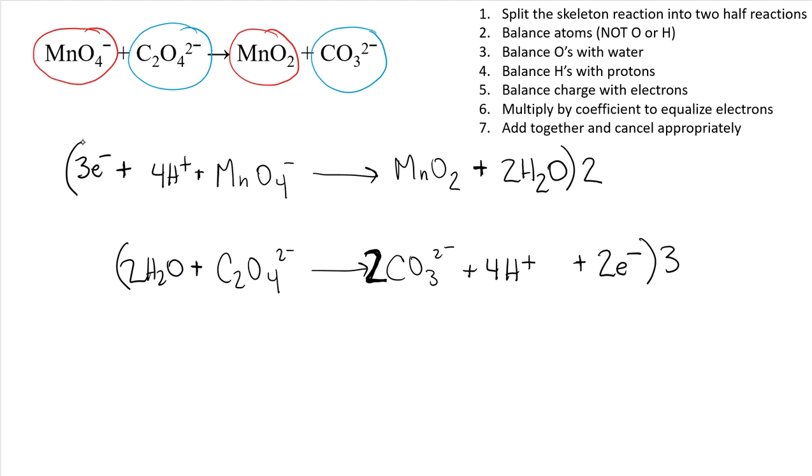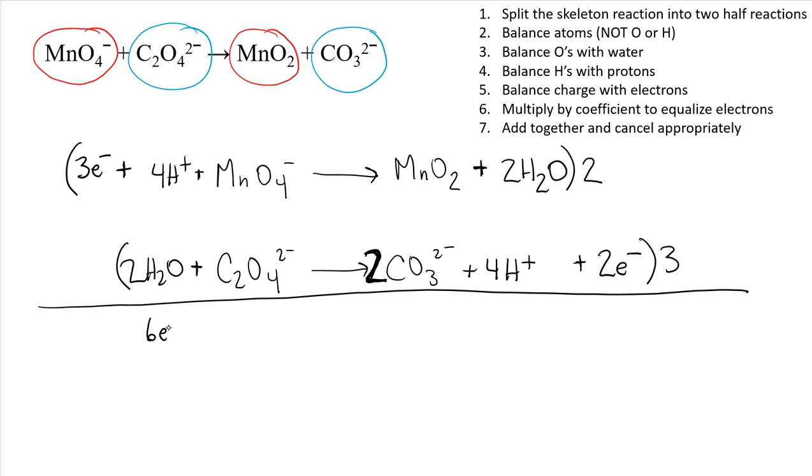Because 2 times 3 gives us 6 electrons in as our reactants here. 3 times 2 gives us 6 electrons in as the products there. I'm going to rewrite them out and run out of room likely. We're going to have then the top one, 2 times 3, we have 6 electrons, 2 times 4 plus 8 protons plus 2 permanganate ions reacts to form 2 MnO2 plus 4 water.